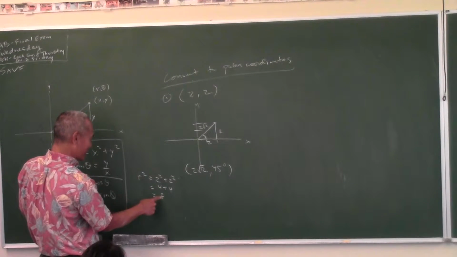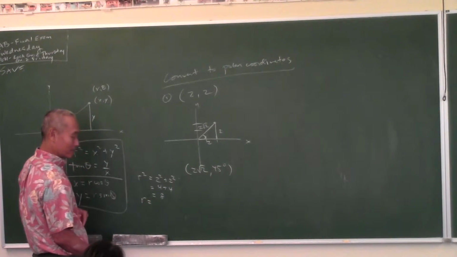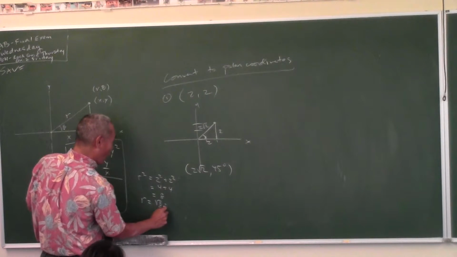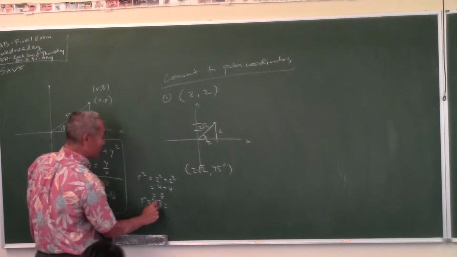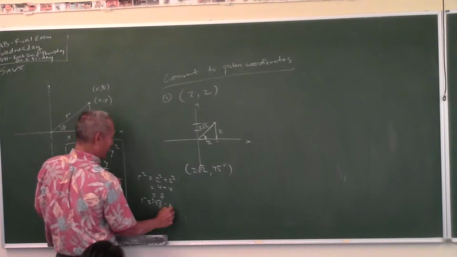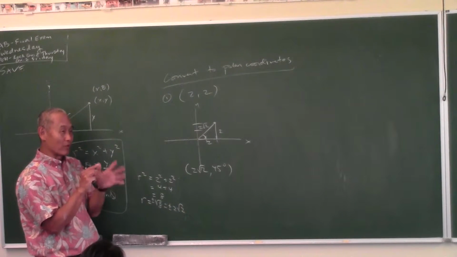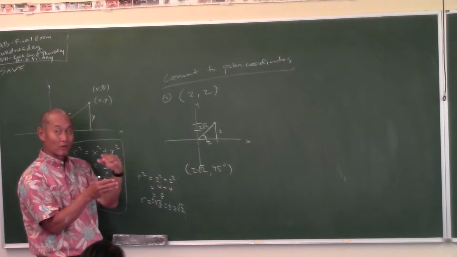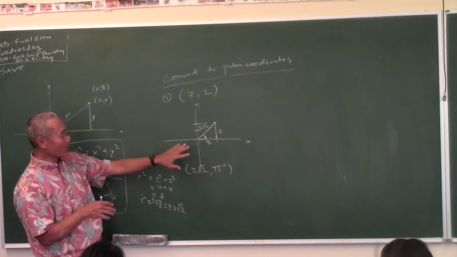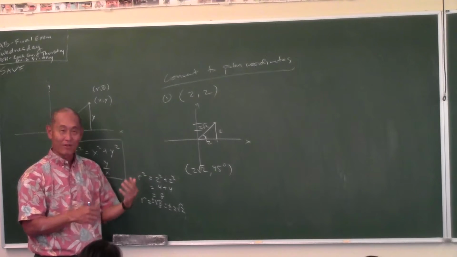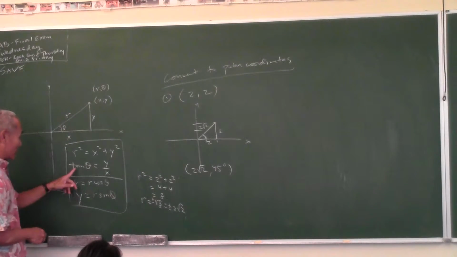So if r squared is equal to 8, what is r? The square root of 8, or, well, it's actually plus or minus the square root of 8, and that's going to be plus or minus 2 root 2. And then you have to decide whether you want r to be positive 2 root 2 or negative. But see, if you just do it the way I do it, then you just pick the positive one every time.